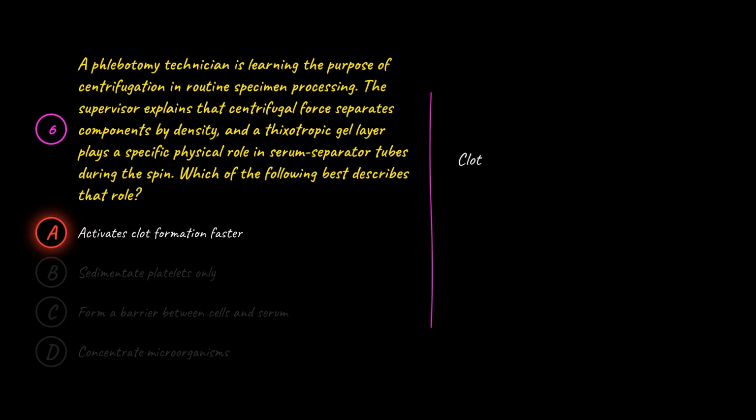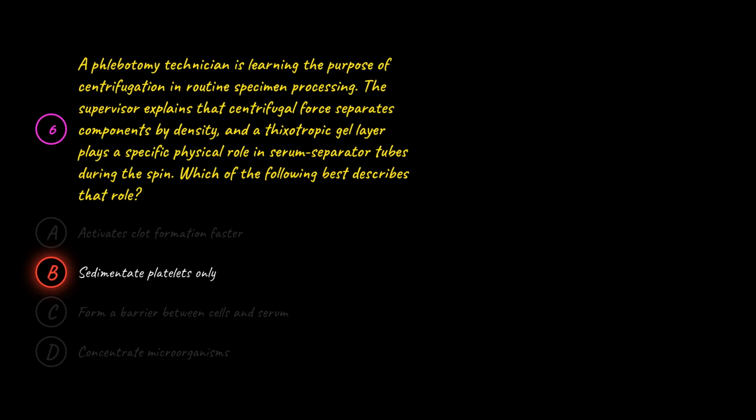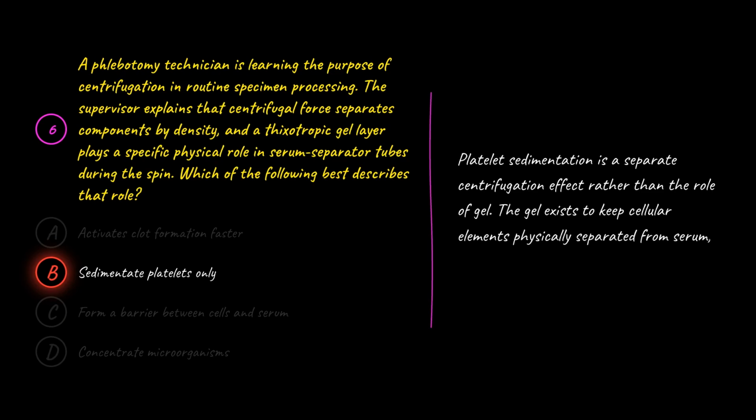A is wrong because clot formation is accomplished by silica or other clot activators, not by the thixotropic gel. The gel is purely a physical separator that flows during the spin and hardens afterward. B is wrong because platelet sedimentation is a separate centrifugation effect rather than the role of the gel. The gel exists to keep cellular elements physically separated from serum, not to sediment platelets specifically.